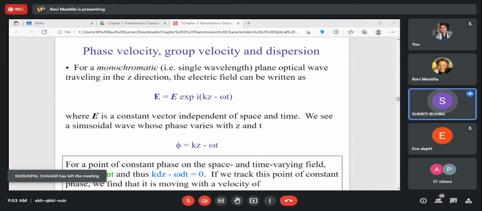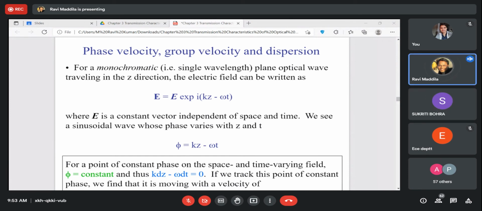Yes? Sir, I had a doubt. Sir, if the line width of optical source is small, then there will be less dispersion or less pulse widening. Yes. Less dispersion refers to less pulse broadening. Okay, sir. Thank you, sir. Anyone else?